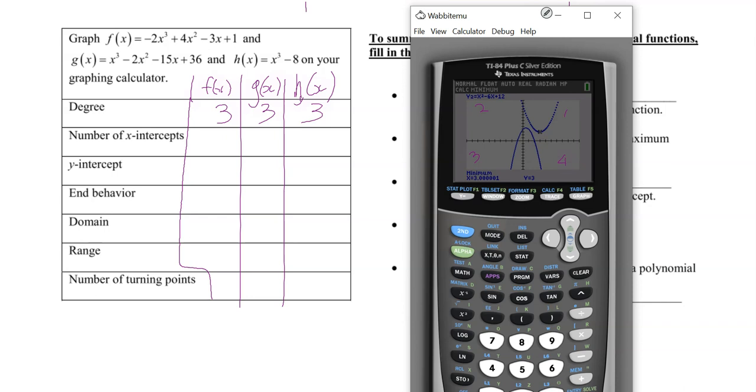What is the y-intercept for f of x? One. What is the y-intercept for g of x? What is the y-intercept for h of x? What is the end behavior for f of x? The cubic, cubics have the same end behavior as what? Linears. What would be the end behavior of a linear with a negative slope?